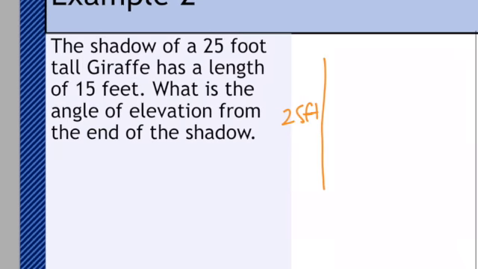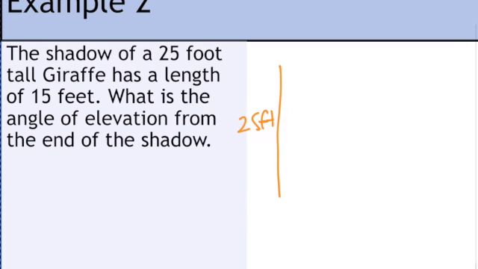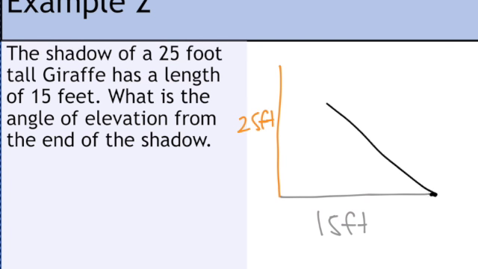He has a shadow of 15 feet. So the shadow of this giraffe is 15 feet. Here's the shadow, 15 feet. Then it says, what is the angle of elevation from the end of the shadow? It should probably say, what is the angle of elevation from the end of the shadow looking towards the top of the giraffe. That's going to be the angle of elevation.